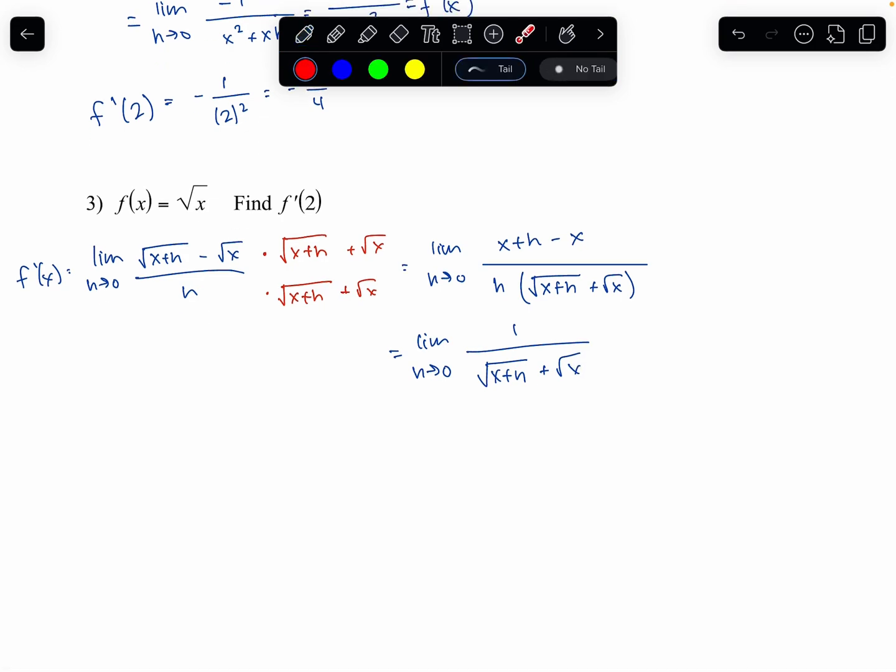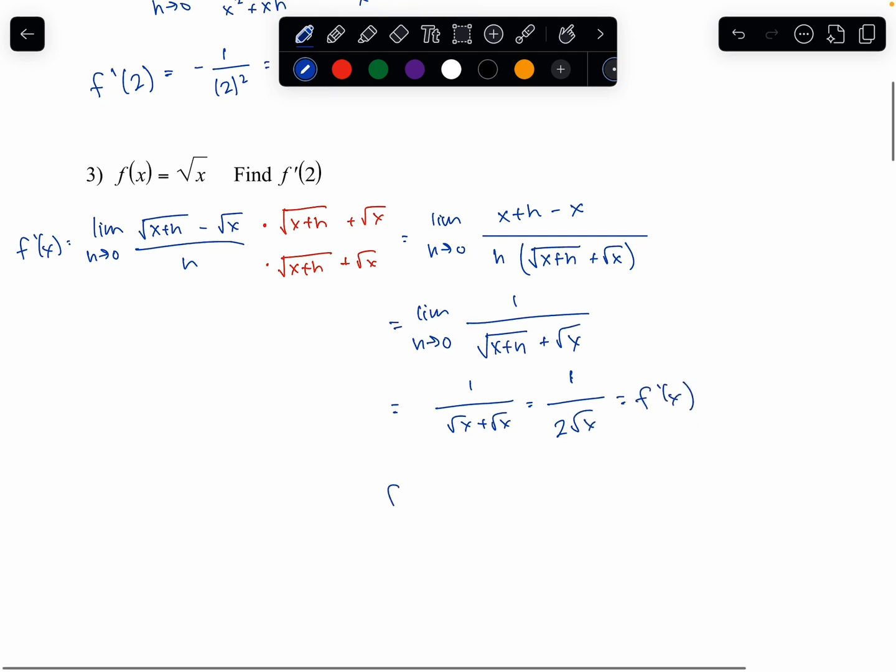Now we can plug 0 in for h because that h isn't there anymore. And that's going to be equal to 1 over the square root of x plus the square root of x. I don't need the limit anymore because I just substituted my value. So it's going to be equal to 1 over 2 square root of x. And there's my derivative, which means that f prime of 2 is going to be equal to 1 over 2 root 2.